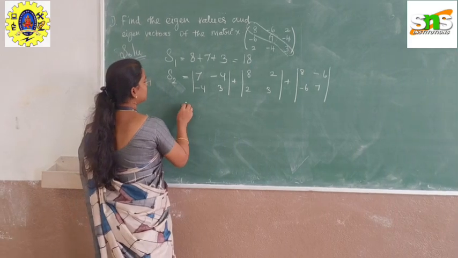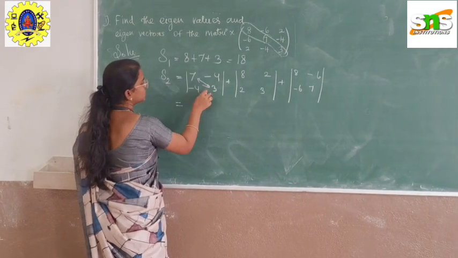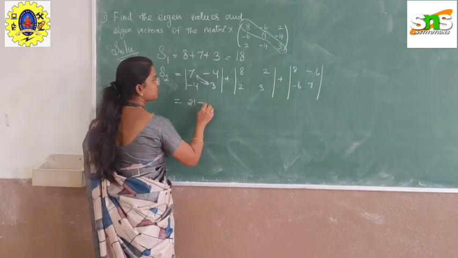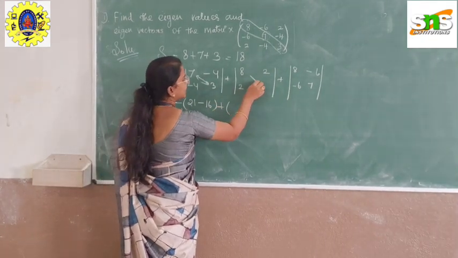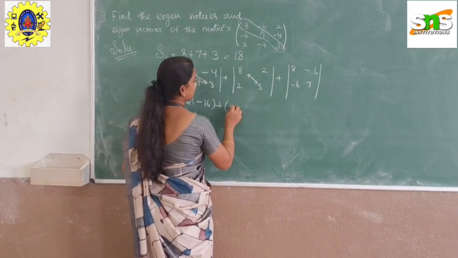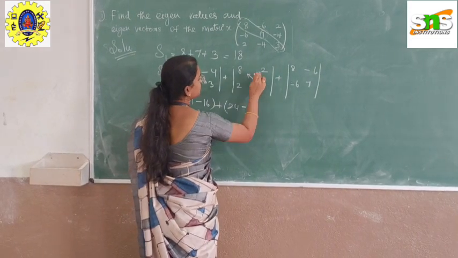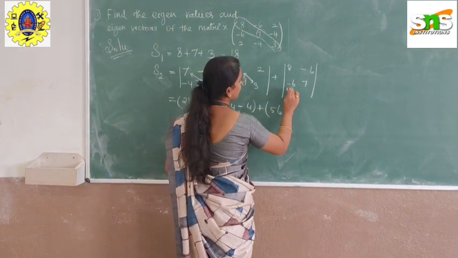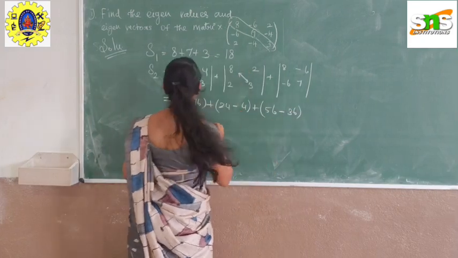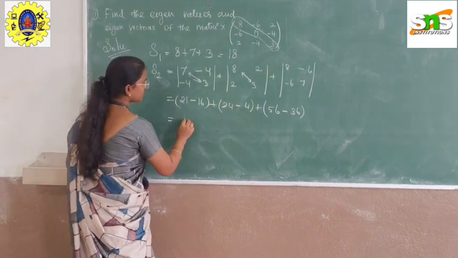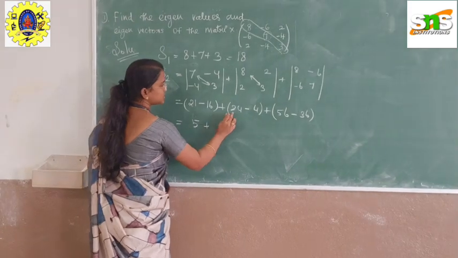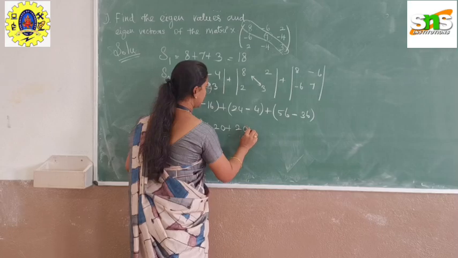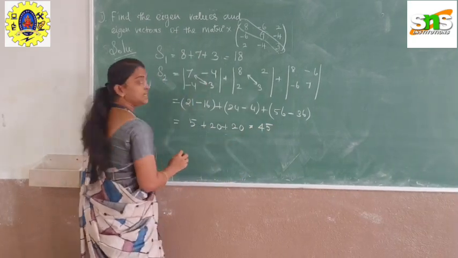Now we multiply these terms. You will get 7 into 3 is 21 minus 4 into minus 4 will be 16, plus 8 into 3 is 24 minus 2 into 2 will be 4, plus 8 into 7 is 56 minus 6 into minus 6 will be 36. Which is equal to 21 minus 16 is 5, plus 24 minus 4 will be 20, plus 56 minus 36 will be 20. So you will get 45 as the S2 value.